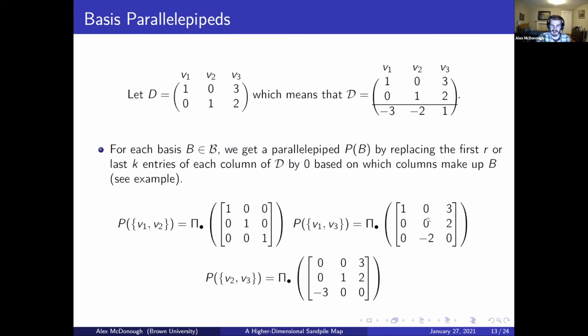For the second one, it's V1 and V3 that below the line become 0, and then V2 above the line is going to become 0. Similarly for the final one, we have V2, V3 above the line is going to be 0, and then V1 below the line is 0. All of this is coming from this fancy D matrix up here. Does it make sense where these parallelepipeds came from? Let me know if you have any questions.